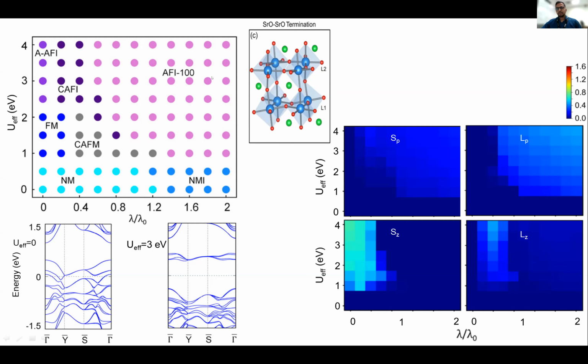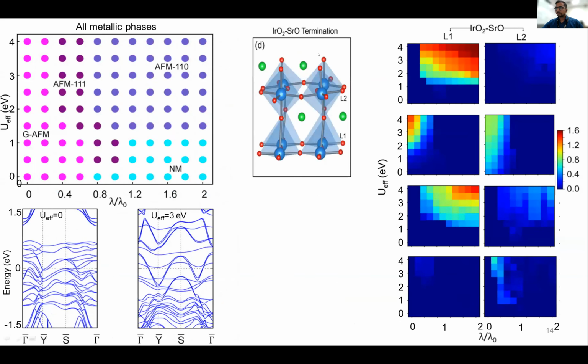All the moments aligned around the 100 direction, whereas in the case of asymmetric termination, we got all the metallic phases in the phase diagram.